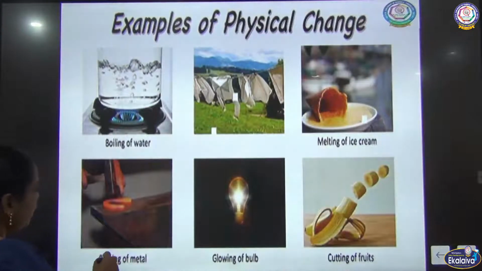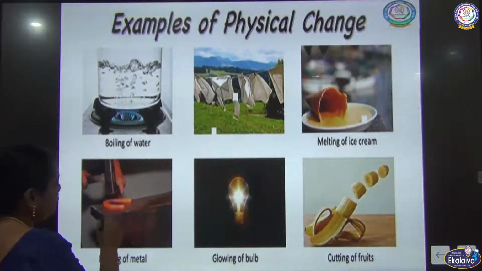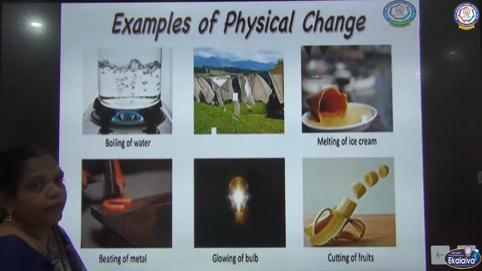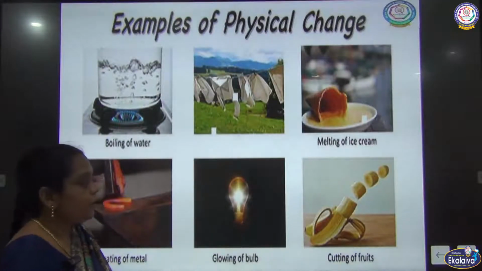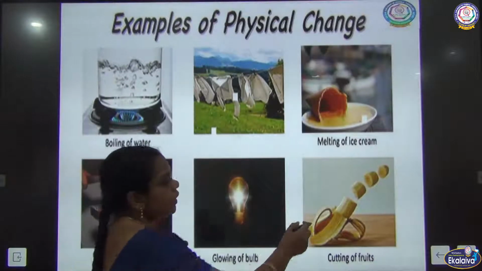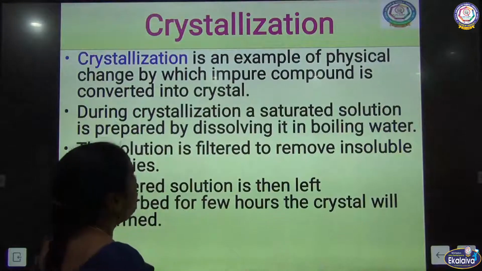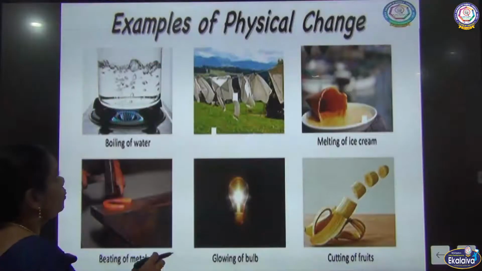And then the beating of metal. Here, what is going to change? The shape of the metal. The shape of the metal is going to be changed. See here, the cutting of fruits also. What is going to change? The shape of the fruit is going to be changed.